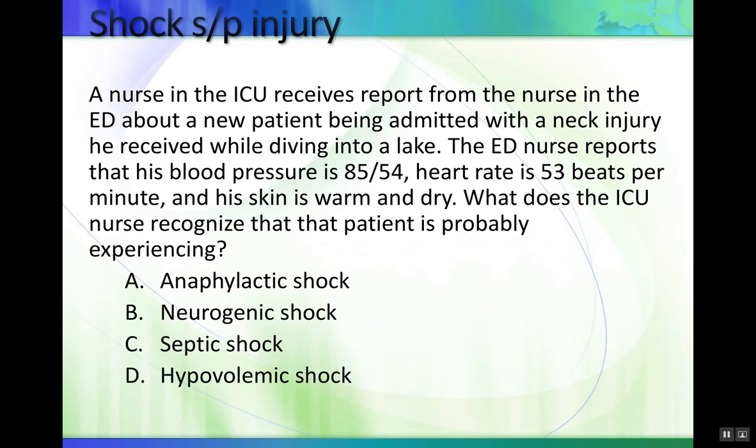So a nurse in ICU receives report from another nurse in the ED about a new patient being admitted with a neck injury he received while diving into a lake. The ER nurse reports that the blood pressure is 85 over 54, the heart rate is 53, and the skin is warm and dry. The ICU nurse recognizes this is probably, and it is B, neurogenic shock. Neurogenic shock starts on page 304 in Brunner 13th edition. The key things in this area, again, start on page 304.